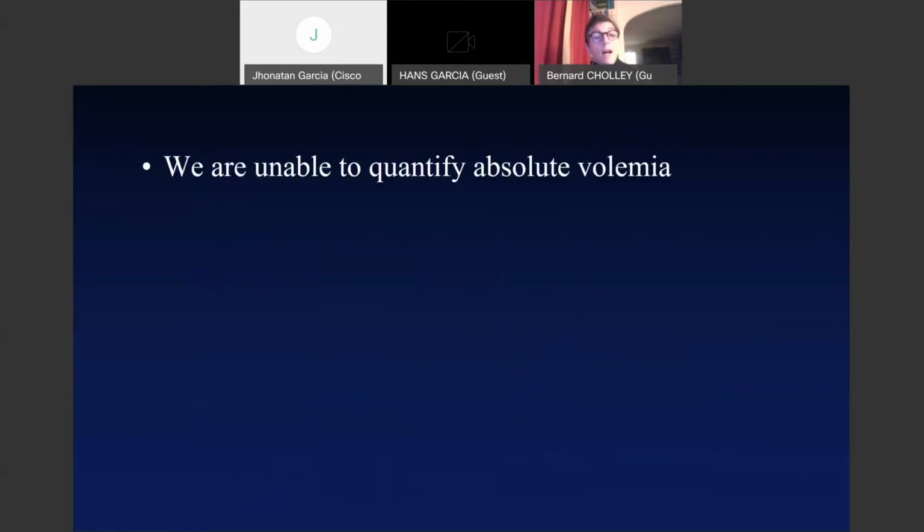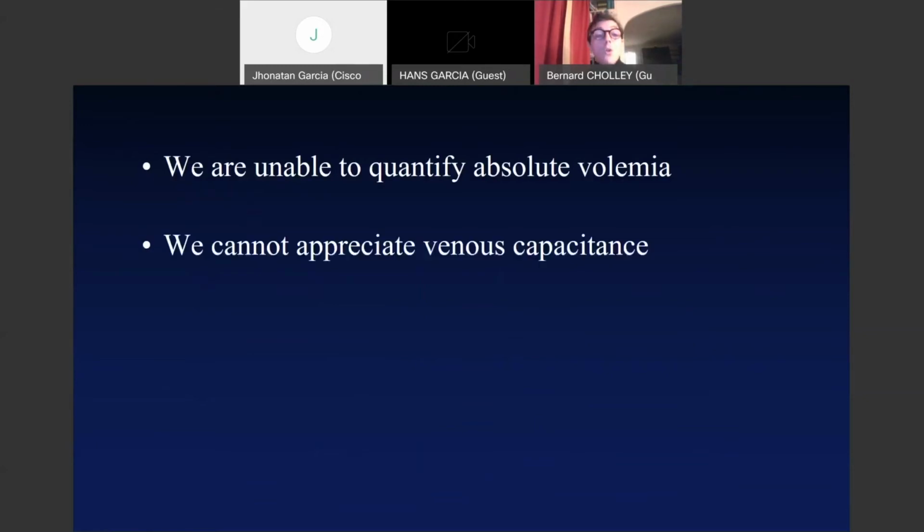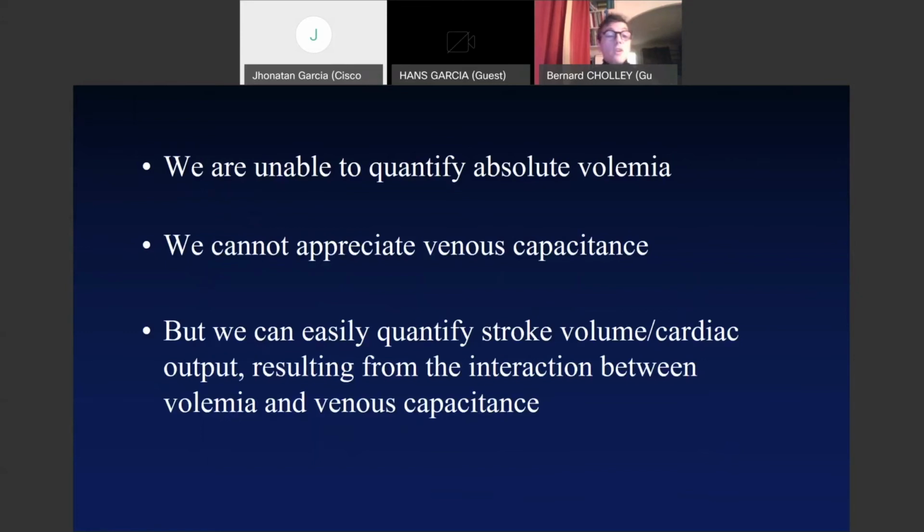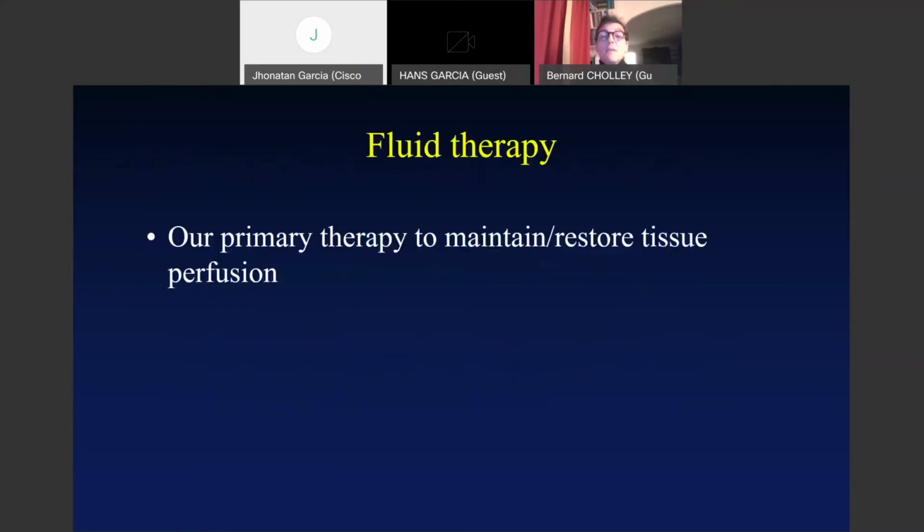In fact, I just want to emphasize the fact that we very often talk about the volemia of our patients, but we are unable to quantify volemia. We are also unable to quantify the capacitance of the veins, but we can easily quantify stroke volume or cardiac output, which results from the interaction between volemia and the venous capacitance. We use fluid therapy on a daily basis because our primary aim as anesthesiologists is to maintain or restore tissue perfusion in our patients.